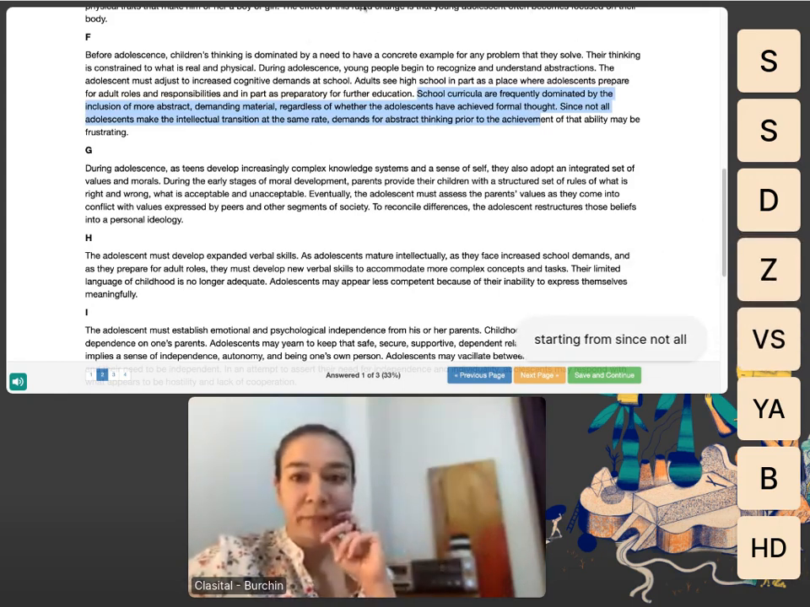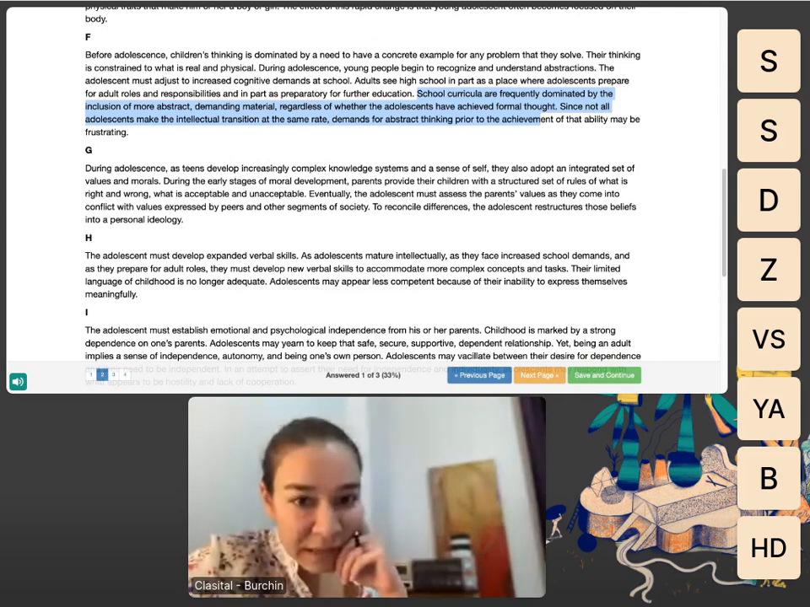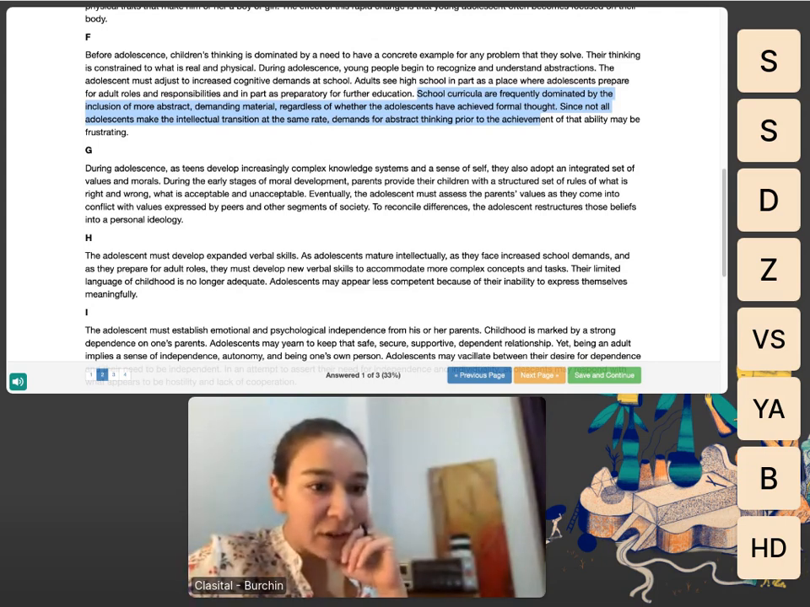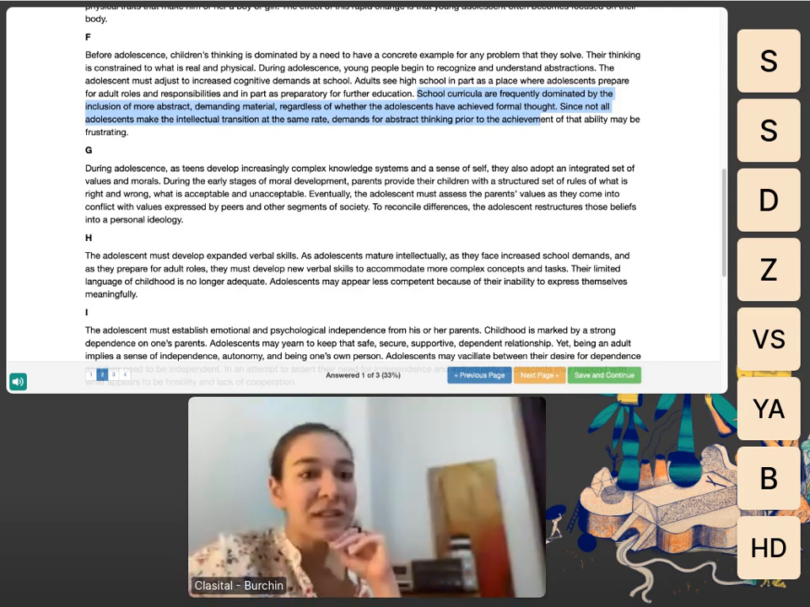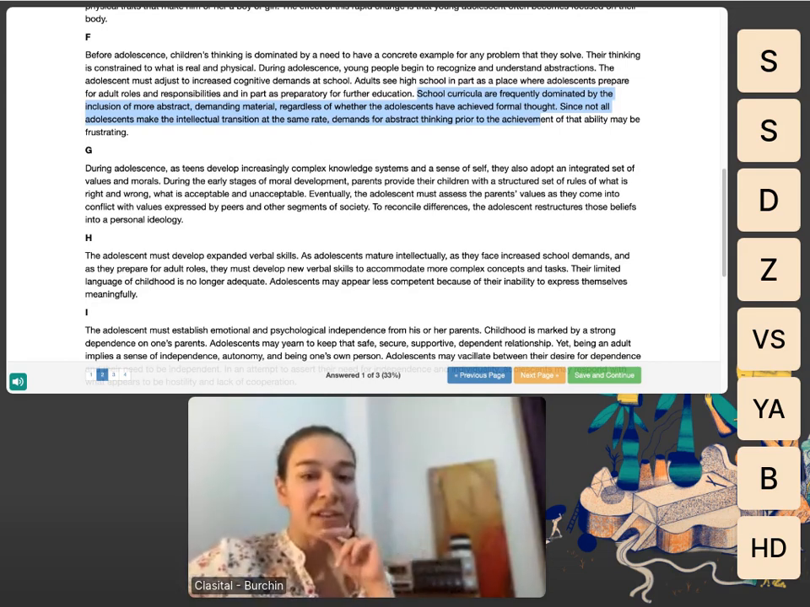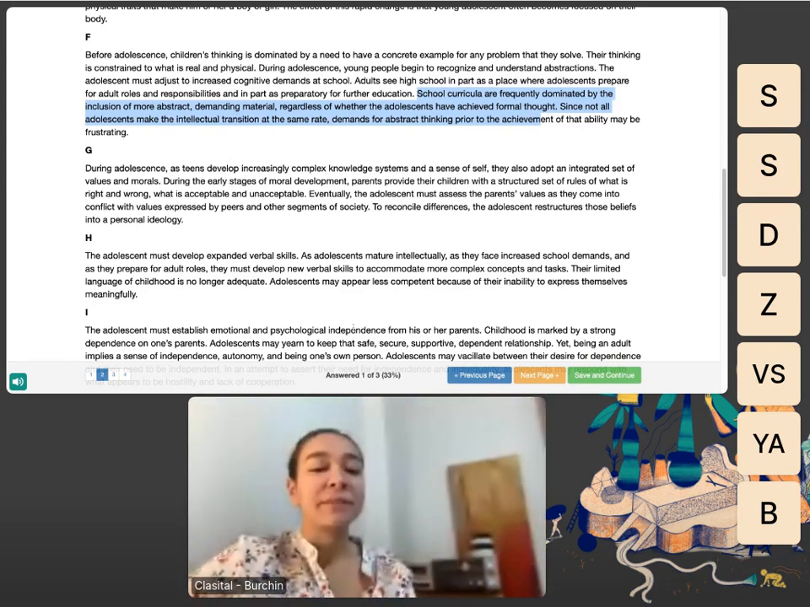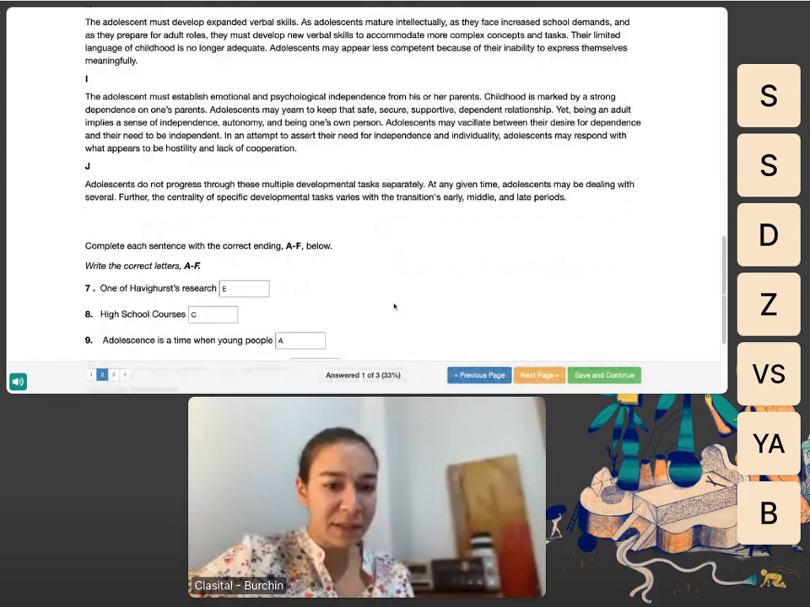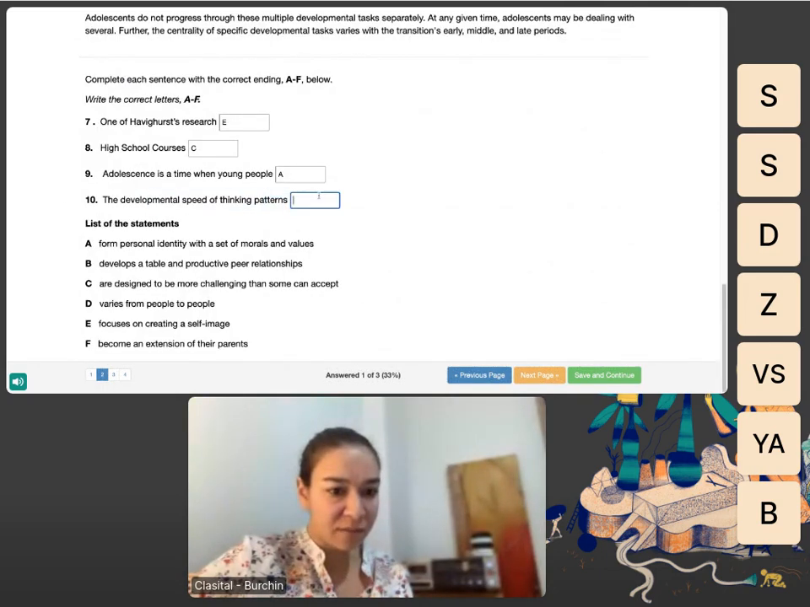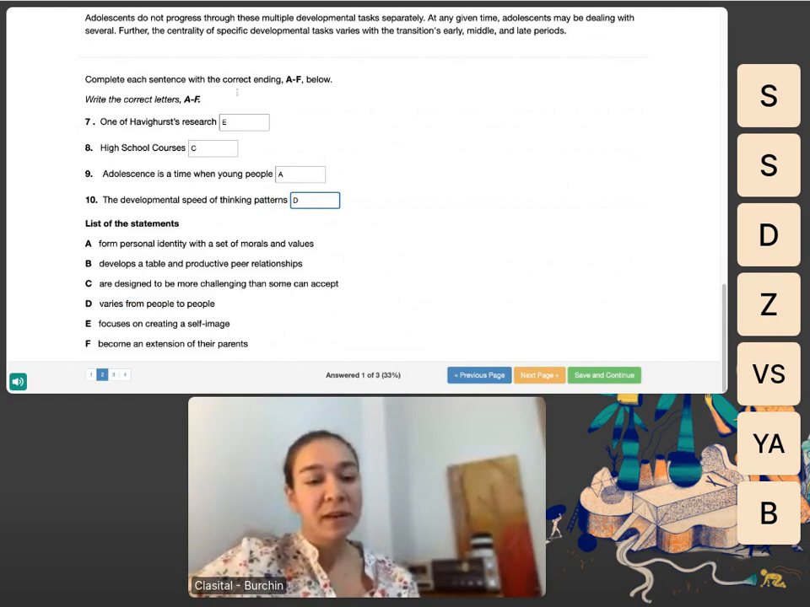Yes, as you can see, they may or may not be in the same order. Since not all adolescents make the intellectual transition at the same rate, demands for abstract thinking prior to achievement of that ability may be frustrating. So yes, the developmental speed of thinking patterns varies from people to people. So I meant answer E, C, A, D.